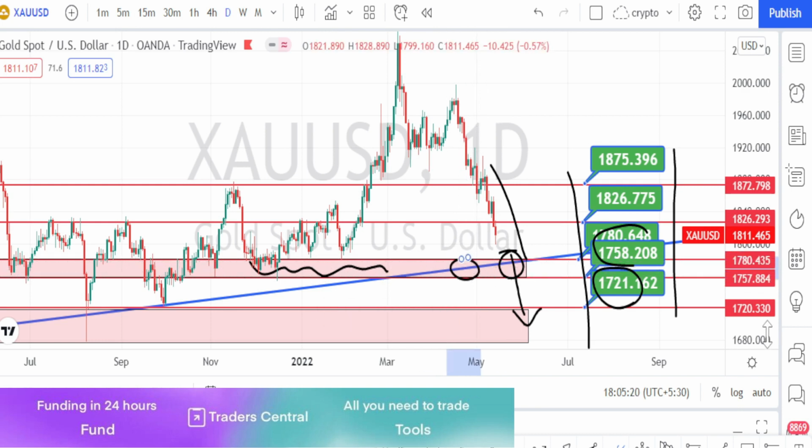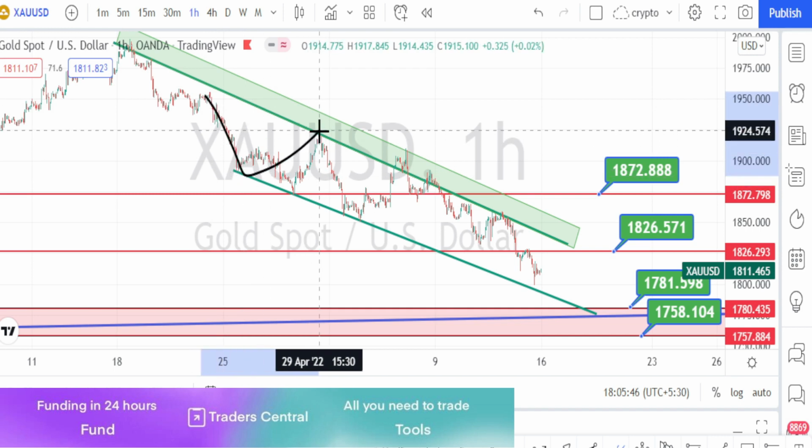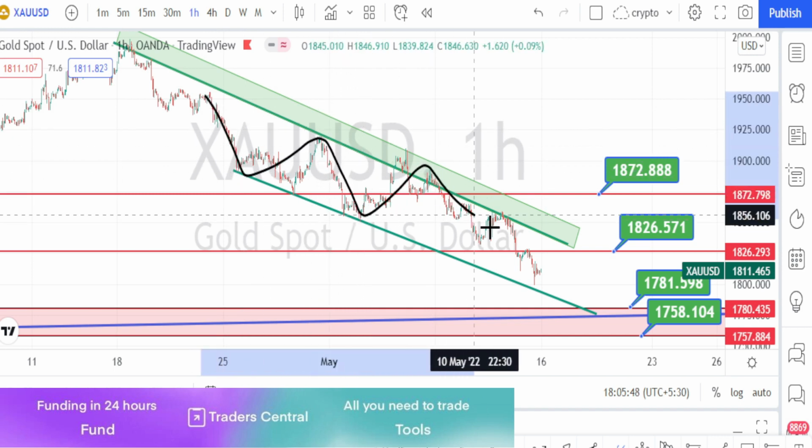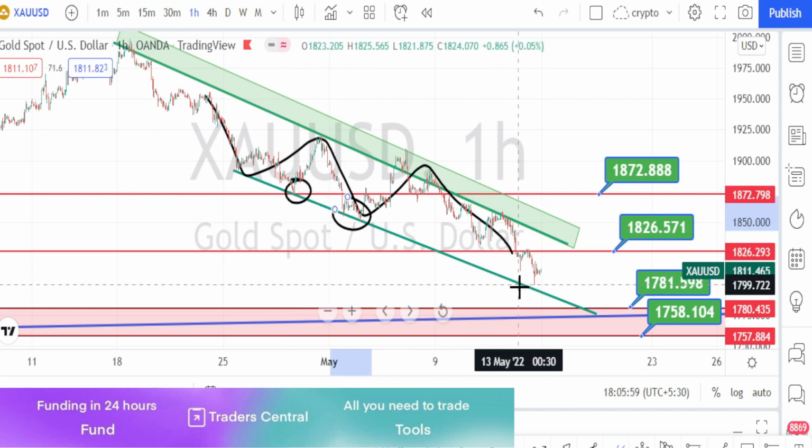Let us do the analysis in hourly time frame. I am in hourly time frame now. When we look at the price action in hourly time frame, we can clearly see that it is still in a very strong bearish trend, and it has been taking support on this trend line or support line.